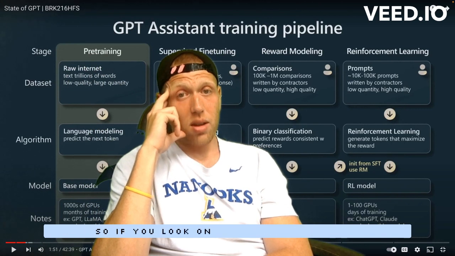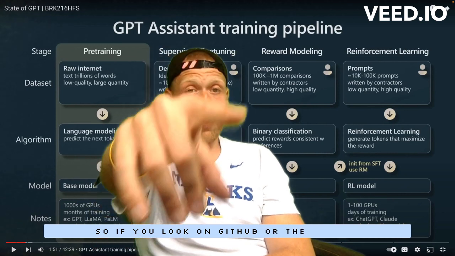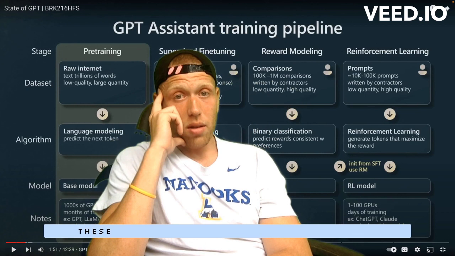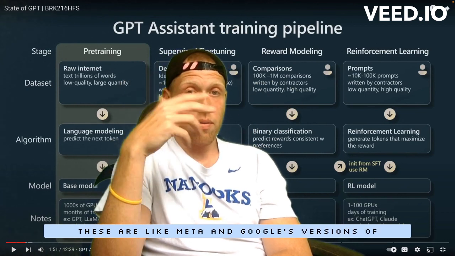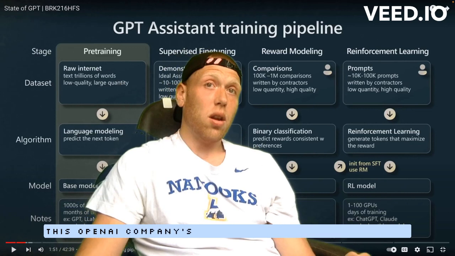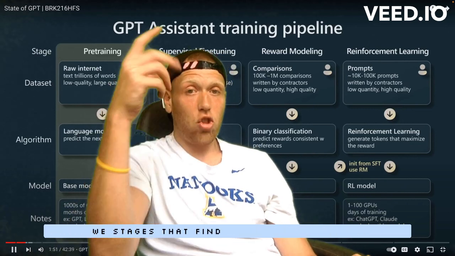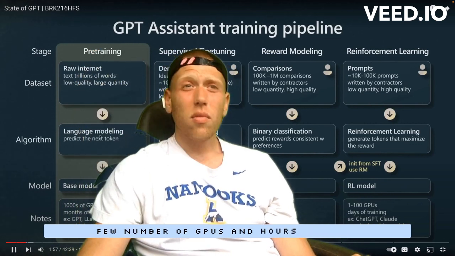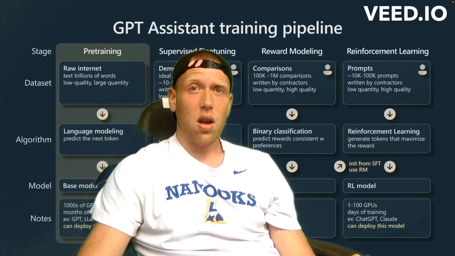So if you look on GitHub, or like the ones at the bottom down here, they're talking about Lambda and Palm. These are like Meta and Google's versions of this OpenAI company's large language model software, GPTs, that are much more along the lines of a small number of GPUs and hours or days. So let's take a look at the pre-training stage to achieve a base model.